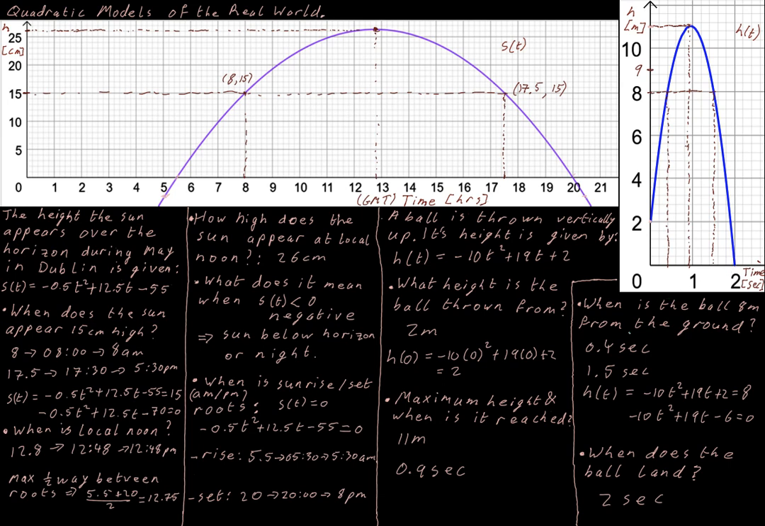And that is how we read our quadratic graphs to get information from them. That's how we tell ourselves the story of these real world problems if we get them in our exams. And that is what we need for now.